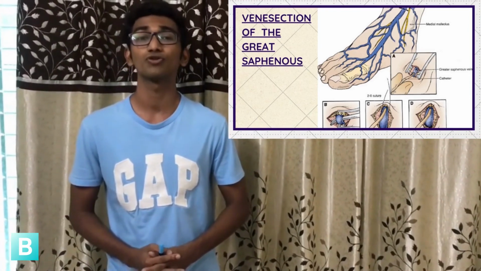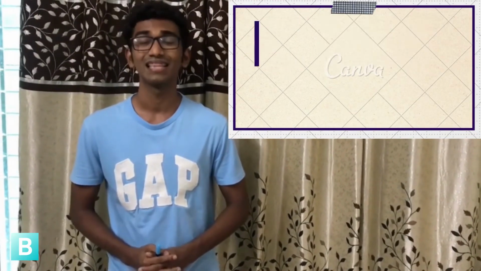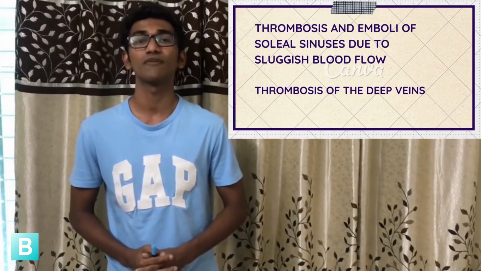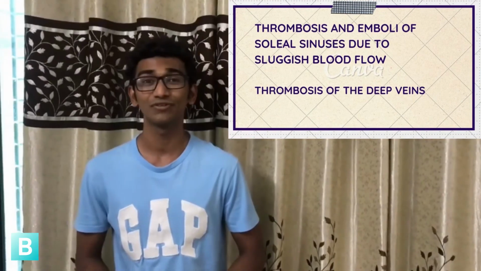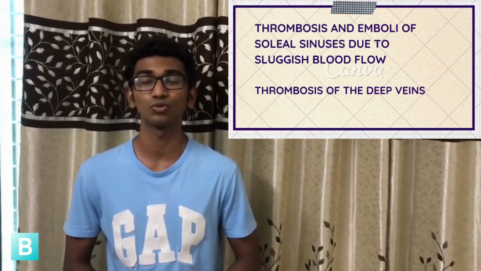Lastly, we can talk about the thrombosis which occurs in the deep veins and the soleal sinuses. This can result in fatal pulmonary emboli in individuals who have gone through surgery, such as in post-surgical incidences, or in individuals who have a sedentary lifestyle, due to sluggish blood flow through the calf pump.